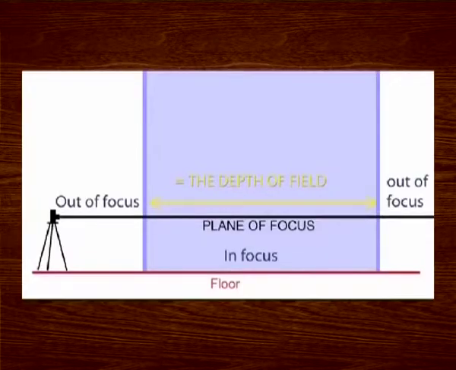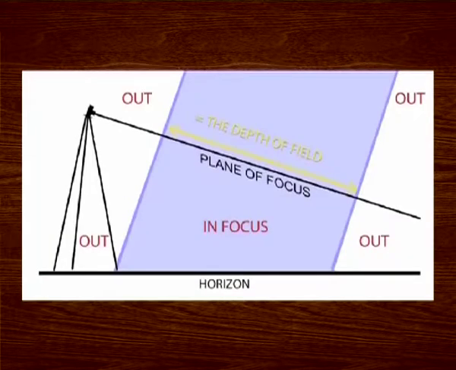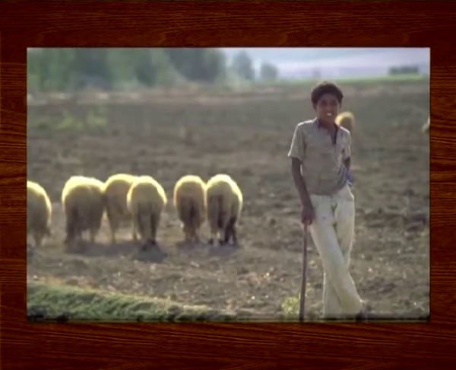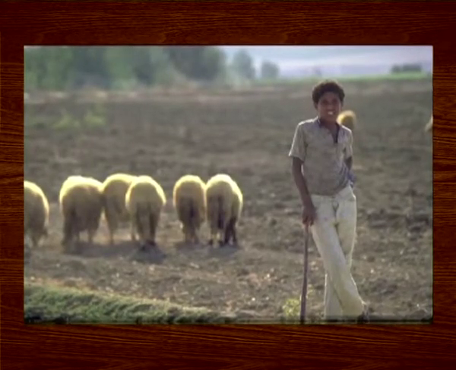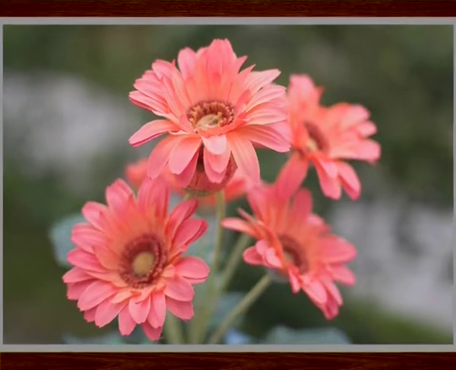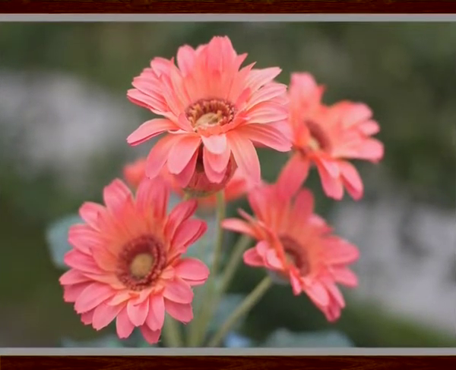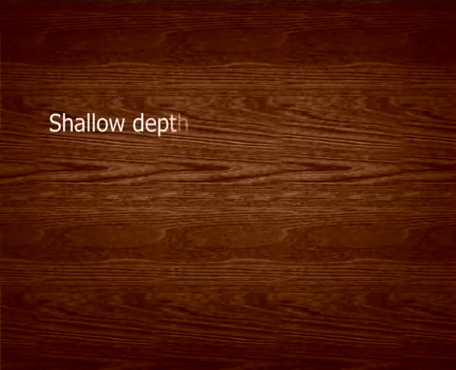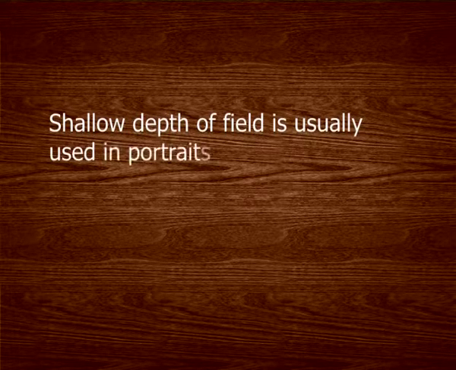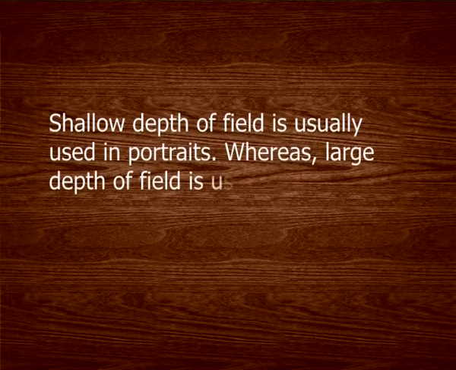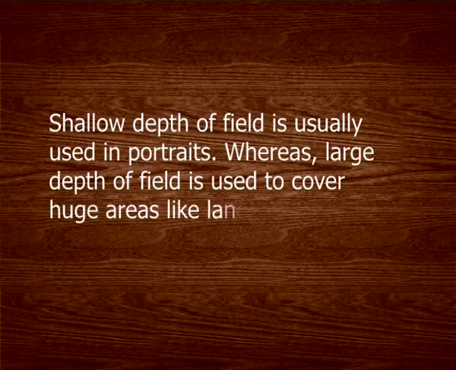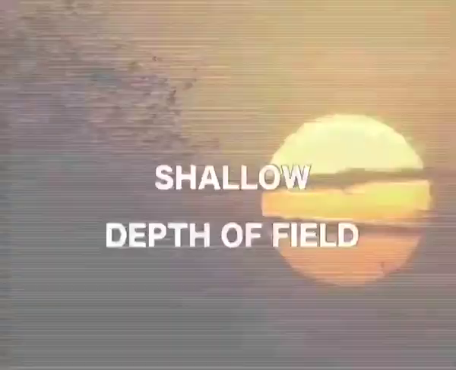It is important to comprehend how to control depth of field in order to utilize it for image composition. For example, the subject of the photo can be emphasized by isolating it from its surroundings by using a shallow depth of field. Shallow depth of field is usually used in portraits, whereas large depth of field is used to cover huge areas like landscapes.